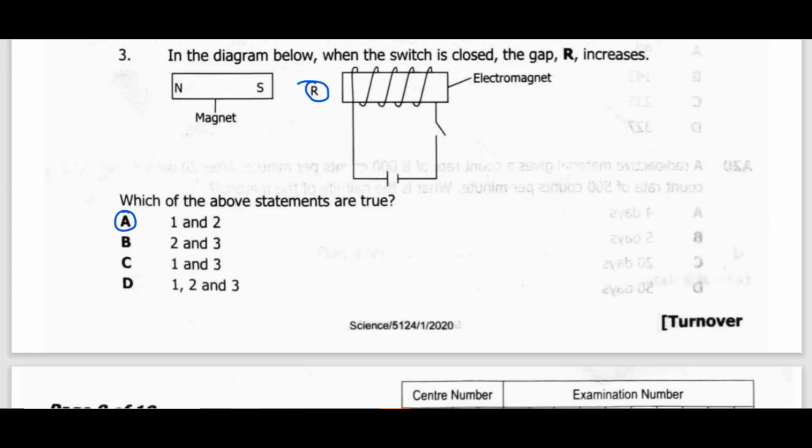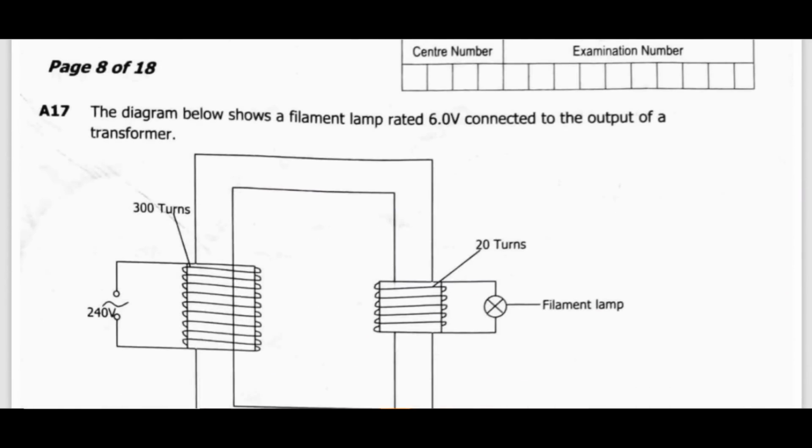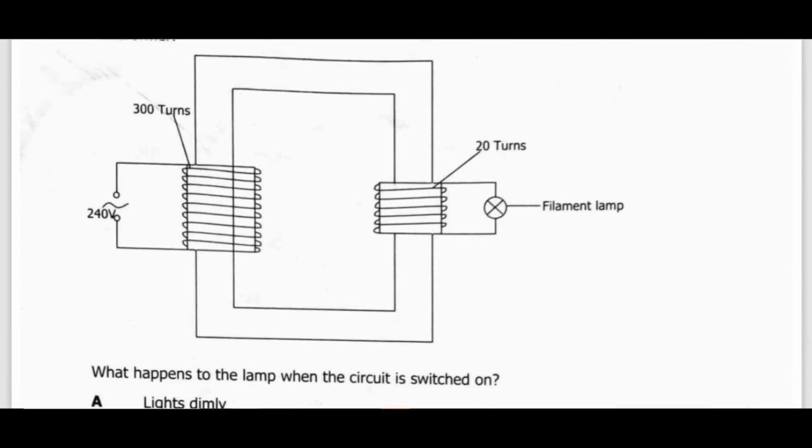So let us move to question 17. The diagram below shows a filament lamp rated 6 volts connected to the output of a transformer. So this side is the input, and here is the output. So now this filament lamp was connected to the output.